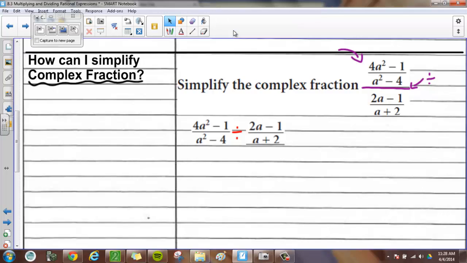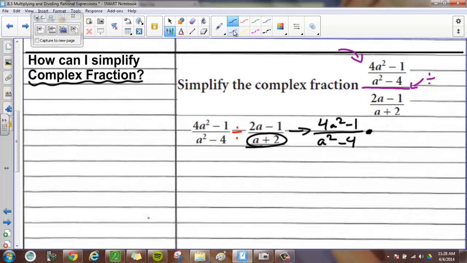So let's rewrite this whole thing. I'm going to rewrite this as 4a squared minus 1 divided by a squared minus 4. And that is going to be multiplied by, I'm going to take this a plus 2 and put it on top, a plus 2, divided by 2a minus 1. Okay. Now, got to start factoring some of these things.